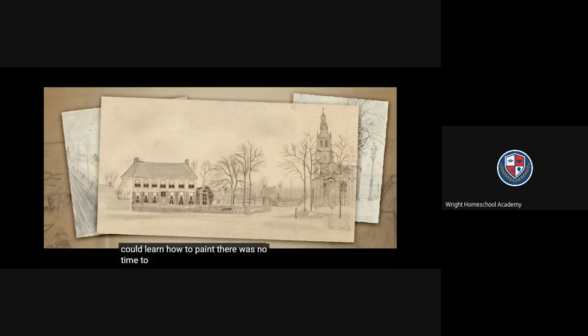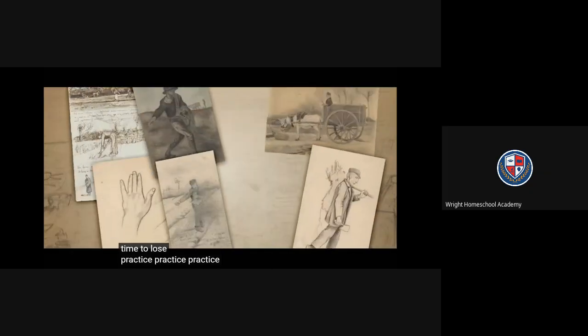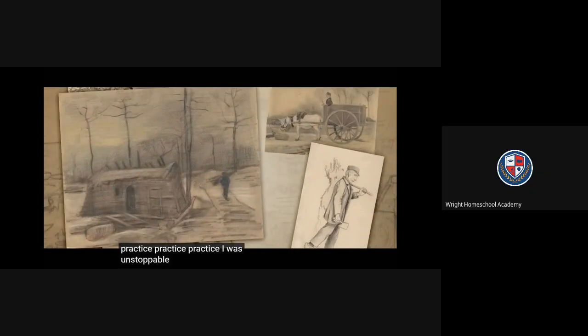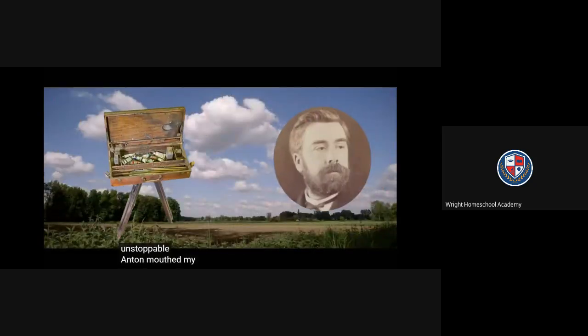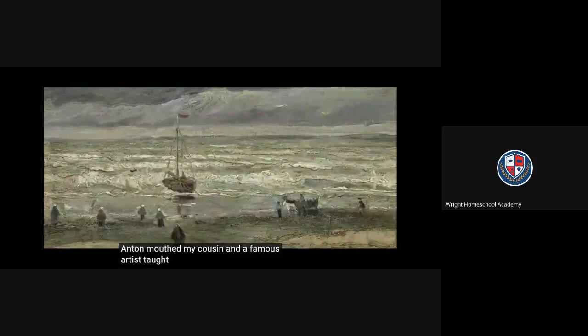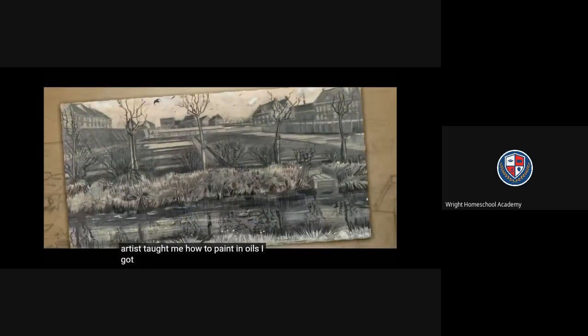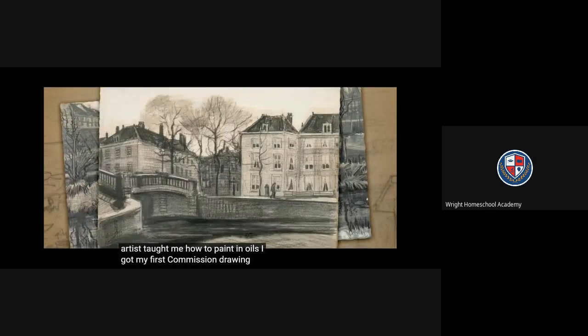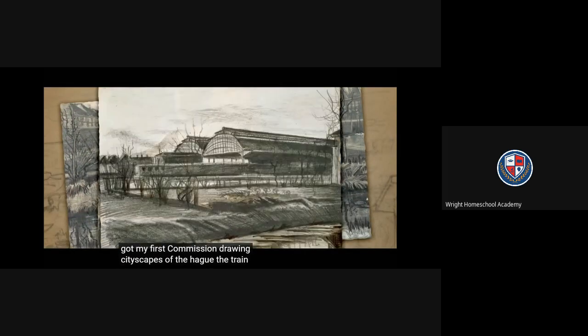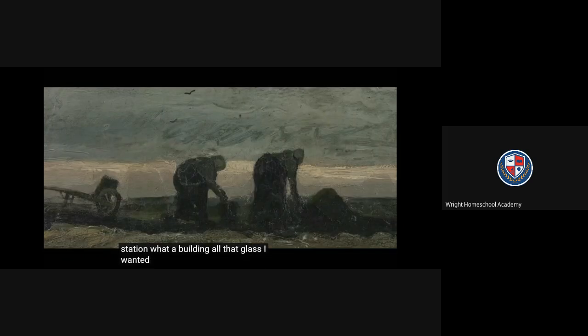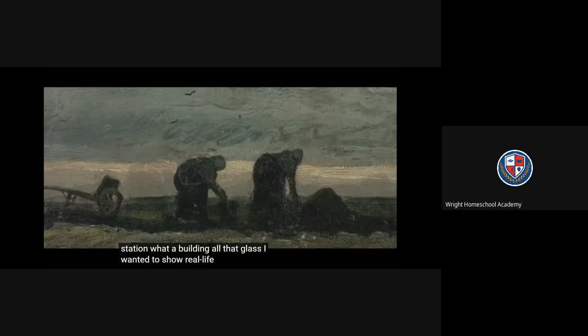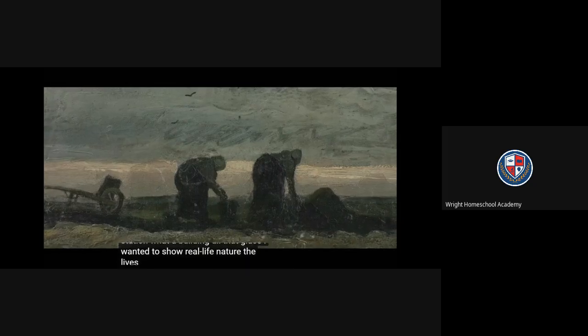There was no time to lose. Practice, practice, practice. I was unstoppable. Anton Mauve, my cousin and a famous artist, taught me how to paint in oils. I got my first commission, drawing cityscapes of The Hague, the train station. What a building, all that glass. I wanted to show real life, nature, the lives of farmers, what I saw as I felt it.